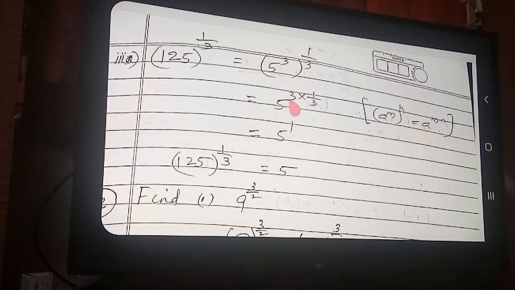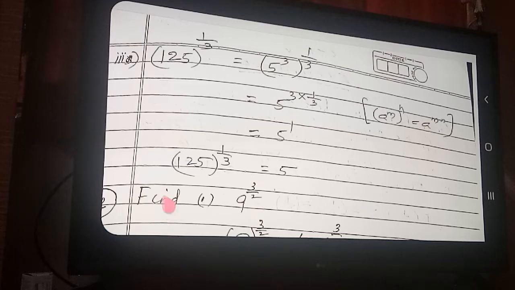That means 5 raised to, here also we are applying the law of power of power, 3 into 1 by 3. So, 3 cancelling, 5 raised to 1. So, 125 the whole raised to 1 by 3 is equal to how much? 5. Got clear now? Okay.